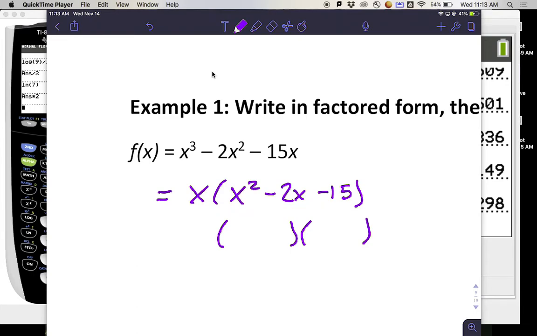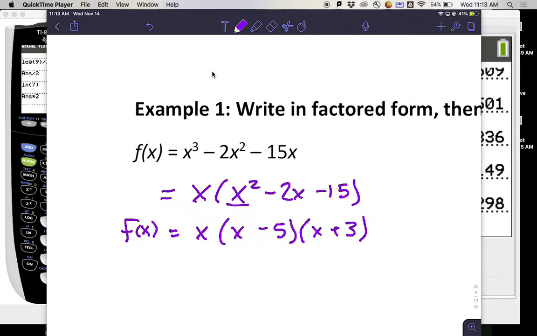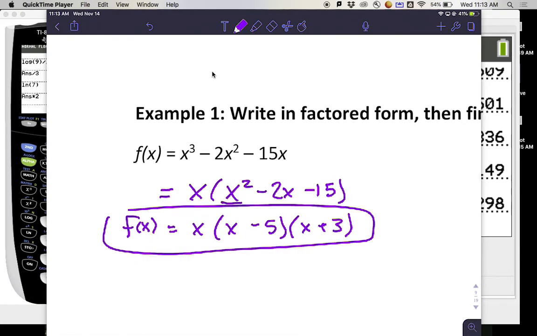So I need to figure out what times what gives me x squared. We can put x and x. And then what times what gives me negative 15 that adds up to that negative 2? That should be a negative 5 and then, or actually, I'm sorry, positive 3. Okay, and then this is your equation. This is in factored form.